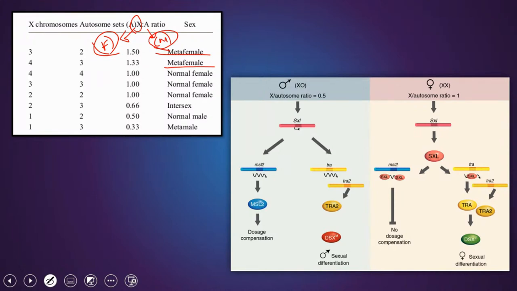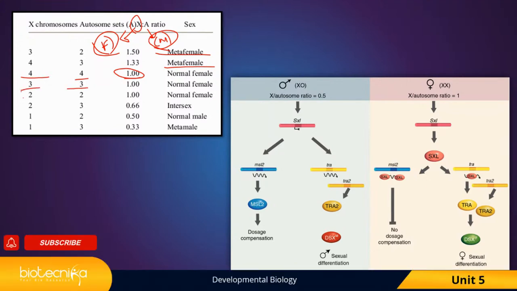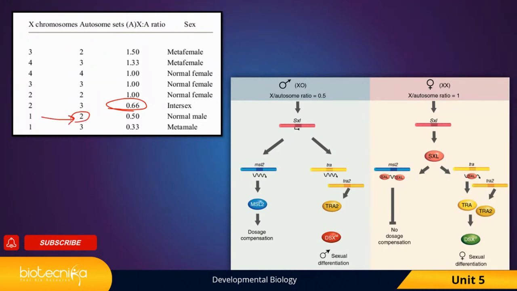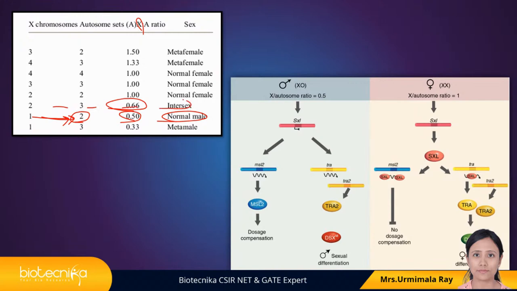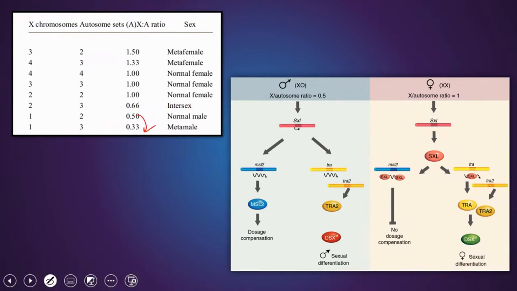But even if the number of X and A are equal, it doesn't matter if there are 4 or 3 or 2. As long as the ratio is 1, it will lead to the formation of a normal female. When the ratio is 0.5, the autosome is double the amount of the X chromosome, and it leads to the formation of a normal male. If it is somewhere in between, like 0.66, it leads to the formation of an intersex. And if the ratio falls even below 0.5, it results in the formation of a metamale.